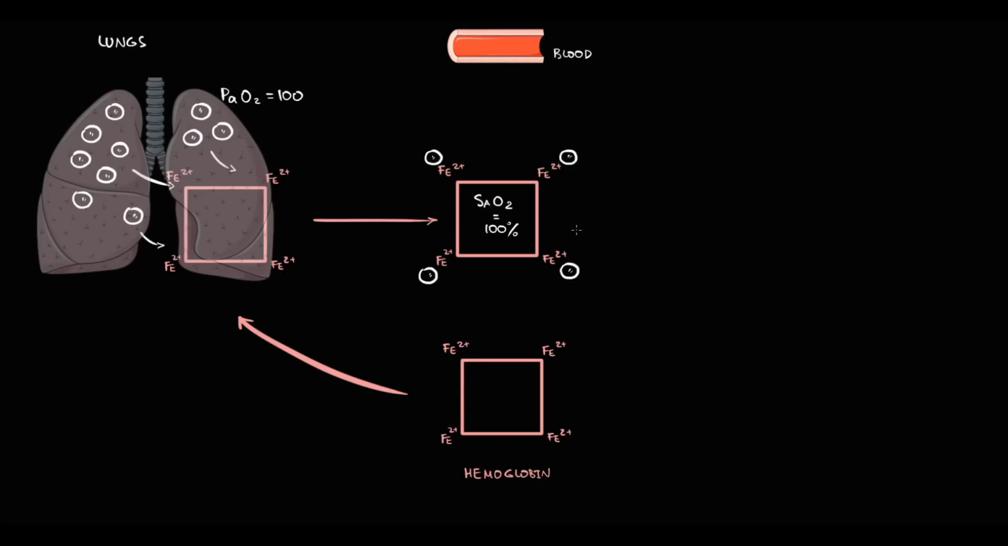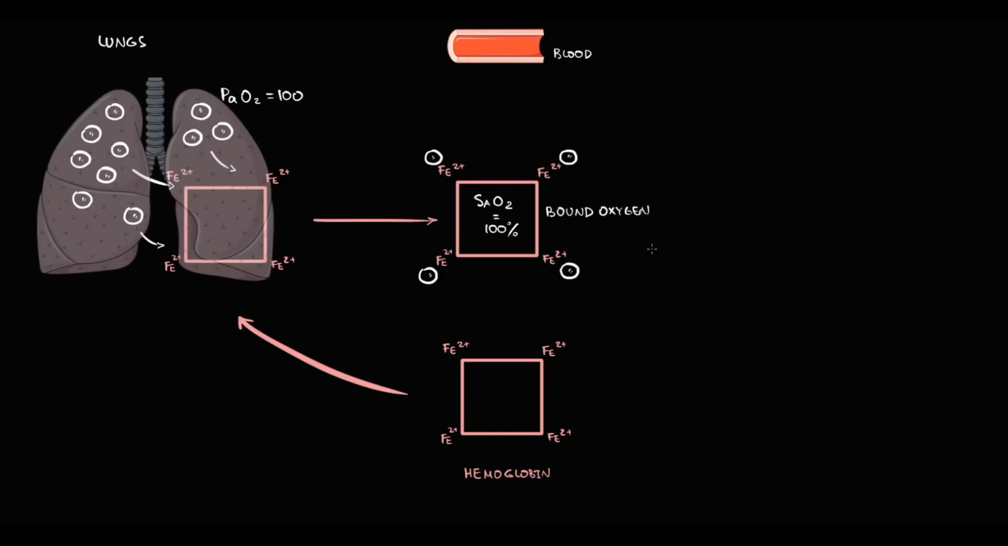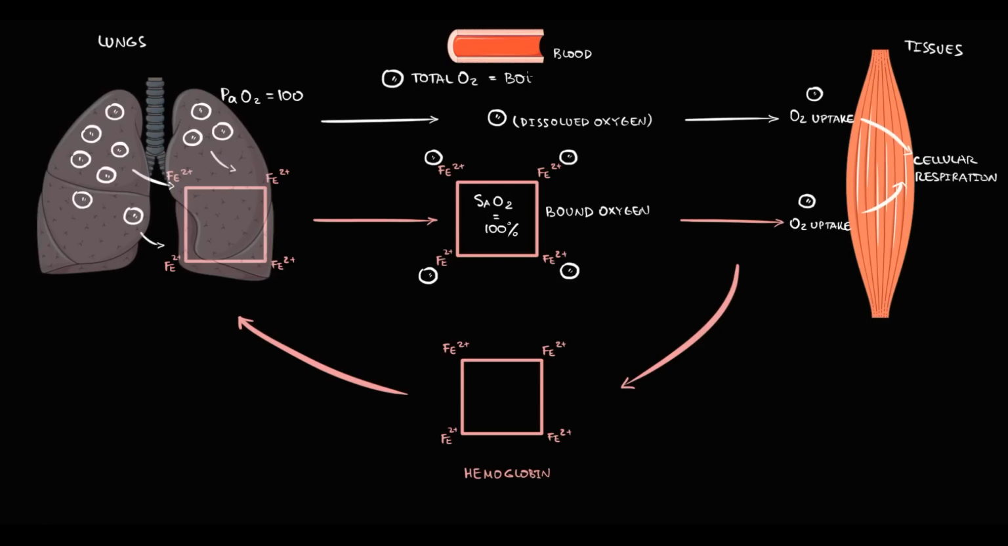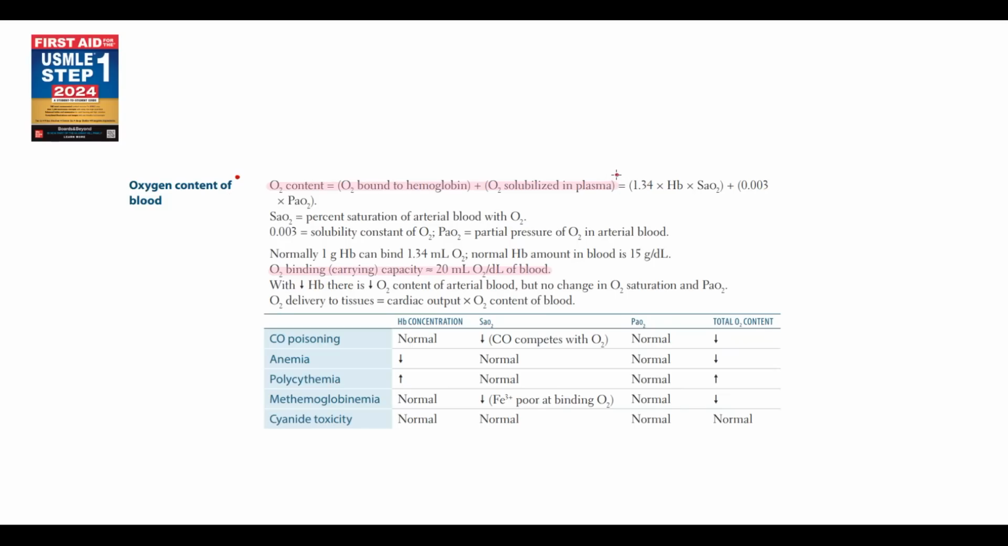The oxygen in our blood that is bound to hemoglobin we call bound oxygen, and it's a major fraction of oxygen in our blood. In contrast to this, we also have free or so-called dissolved oxygen, which is a minor fraction. Both bound and dissolved oxygen go into the tissues where they participate in cellular respiration. So, as we see, the total amount of oxygen in our blood is simply the sum of bound oxygen and dissolved oxygen. Now, as we look at this formula, this makes sense.